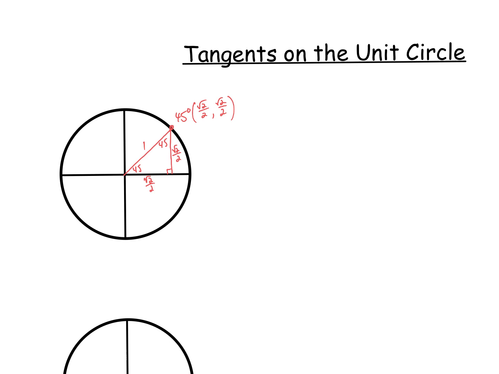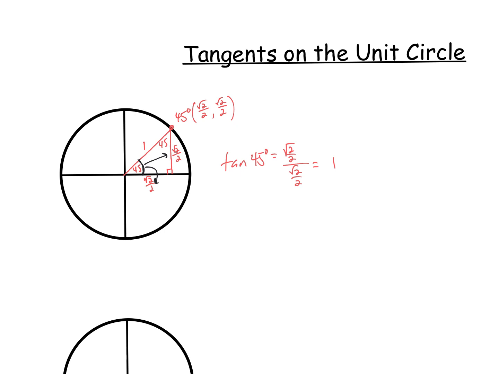Okay, so if I asked what's the tangent of 45 degrees, it would be opposite over adjacent. So here's our 45 degree angle. Opposite is root 2 over 2. Adjacent is root 2 over 2. So this is going to be root 2 over 2 divided by root 2 over 2, which is 1. So tangent of 45 is 1. The reason it's 1 is because it's the same thing on top and bottom of the fraction, so they cancel out. Okay, so that's the first one.